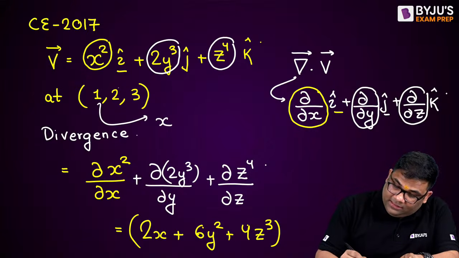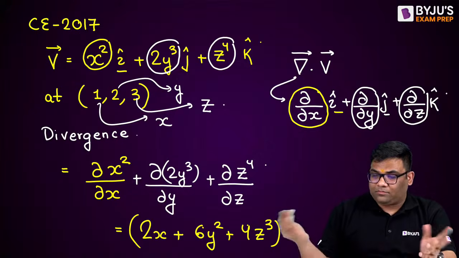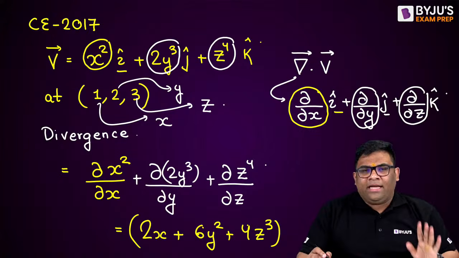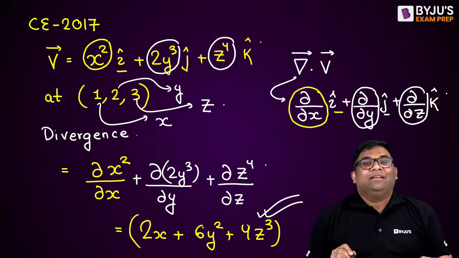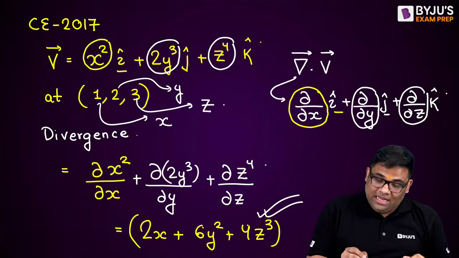This is x, this is y, and this is z. Put these values and give me the answer. Very simple. Now see, first of all, tell me, this is a scalar function, na? Yes or no? So that's what divergence does, na?